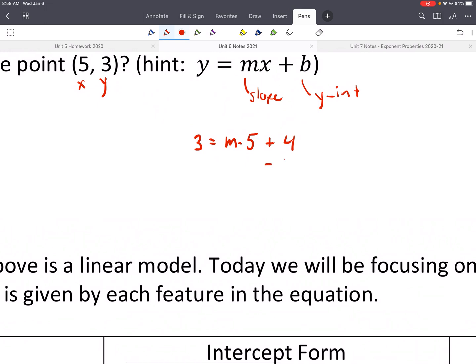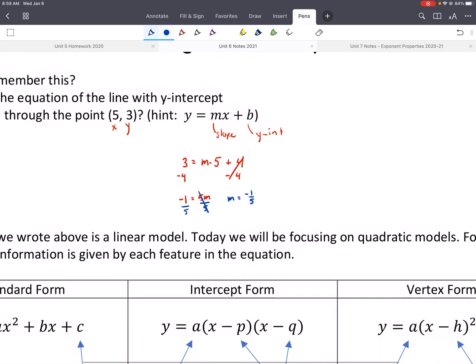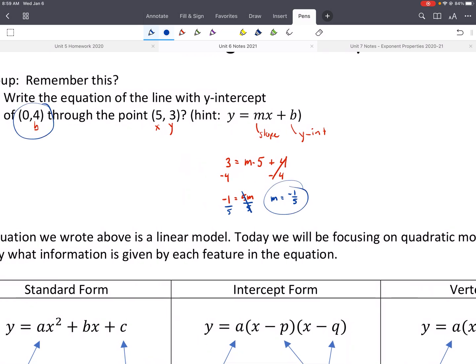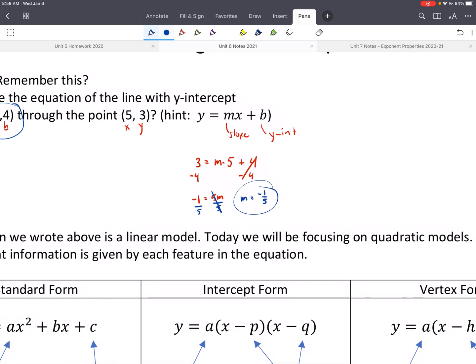So to do that, we would need to subtract 4 from both sides. And that would give us -1 is equal to 5m. And then we would divide both sides by 5. And we end up getting slope, m, is -1/5. Okay, but we're not done. That's not our equation. So now we have our y-intercept and we have our slope. Now we'll plug that into our slope-intercept form. So we'll do y equals m, that's -1/5, x plus 4. And that is where you're at.